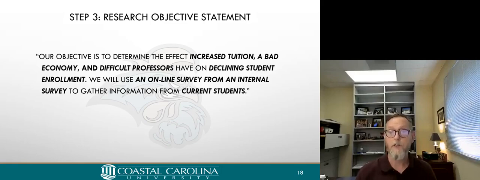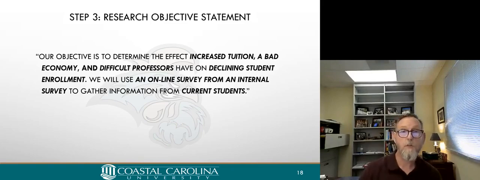Okay, the second half of this, what are we going to do as a researcher? We're going to use an online survey from Internal Survey. So we're going to do some type of surveying. Maybe it's going to be online, right? So we'll use a digital process there. And then we're going to gather information from our sample. In this case, it's going to be our current students. Okay, so this is just one way. Again, we're going to go quickly through this because we've got lots of steps. But step 3 is identifying what we're going to do in order to do our research.